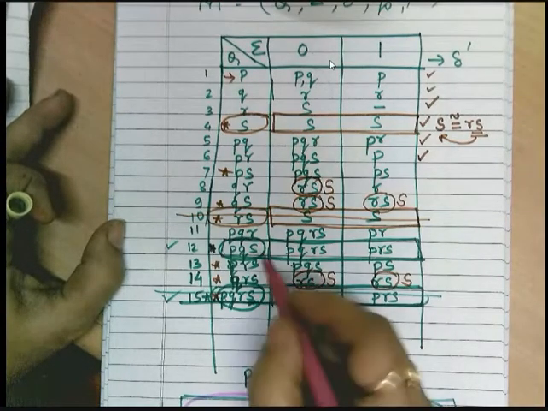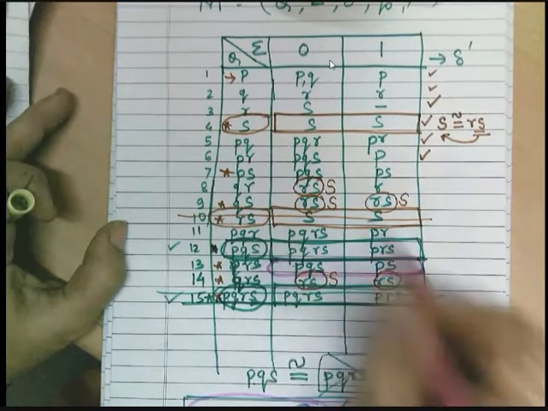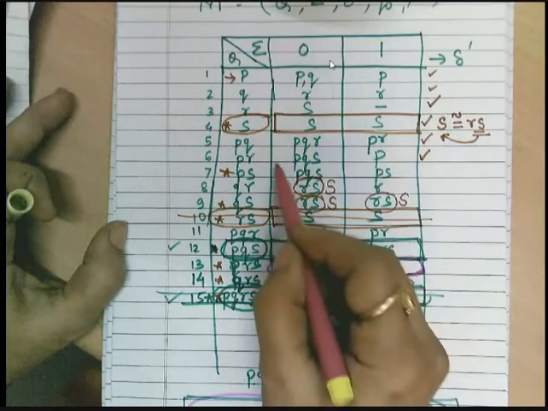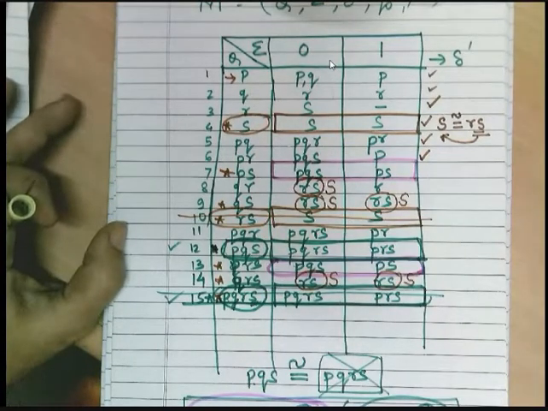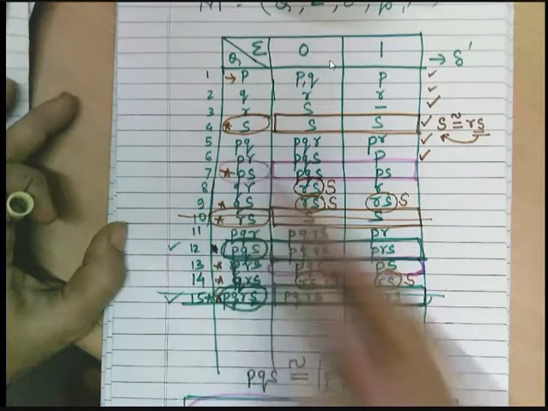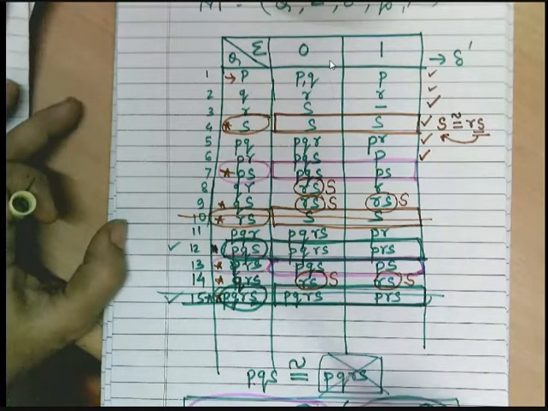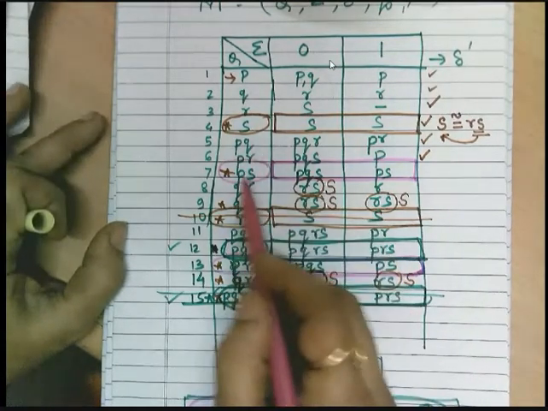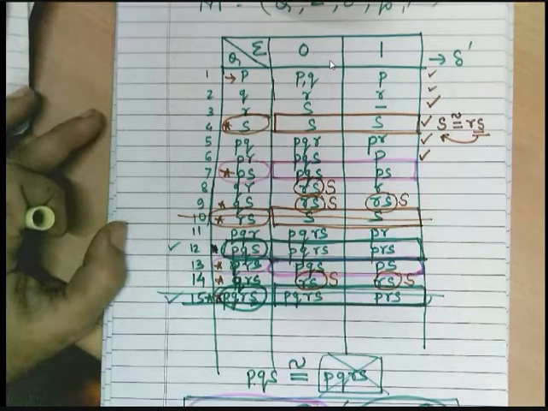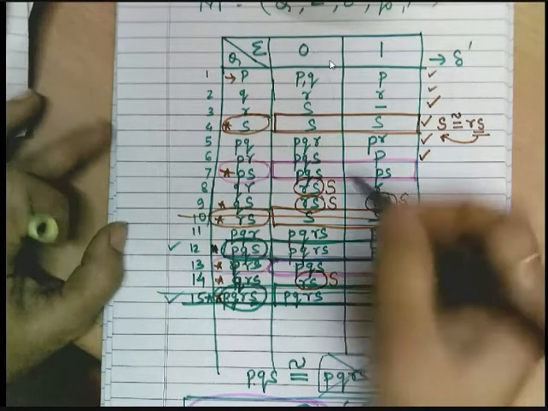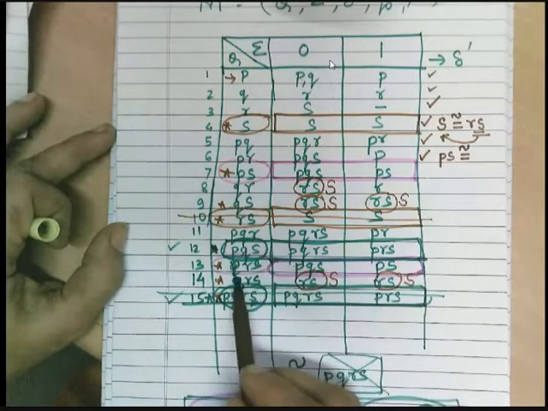So we can see that this particular combination PQS and PS is repeating. If this is repeating, we need to check the left hand side. Now, on the left hand side you will see that this is having S, both are star marked. That means both are final states. So we can declare that PS is equivalent to PRS.